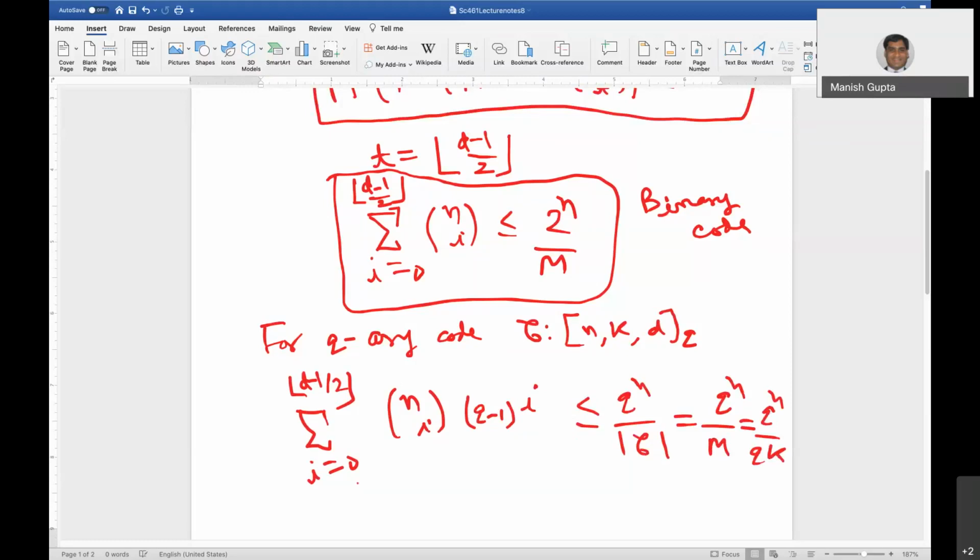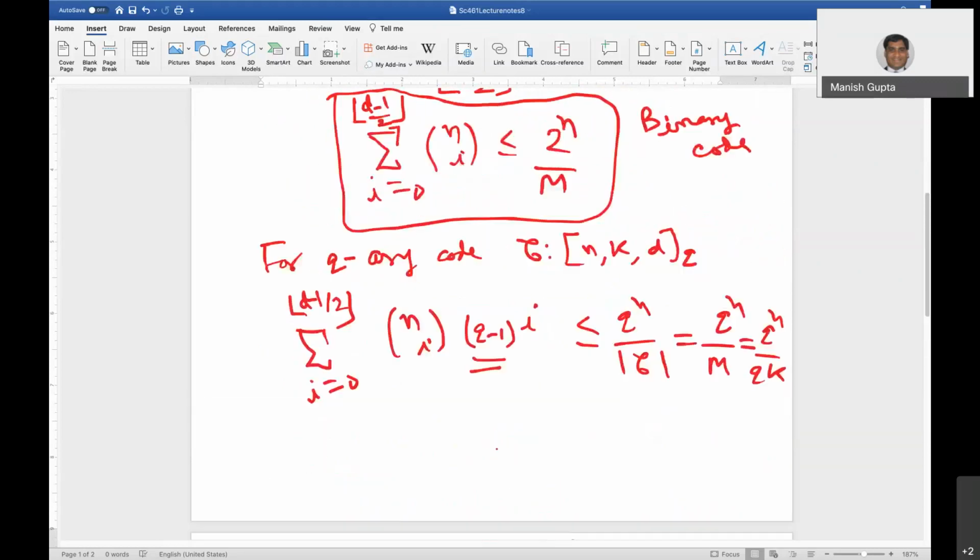Okay, so this is known as the sphere packing bound. This term here comes because we need to make another choice, for the vector x. The vector x can be chosen in q minus 1 ways. So that will give you this quantity for each case. This is known as the sphere packing bound.